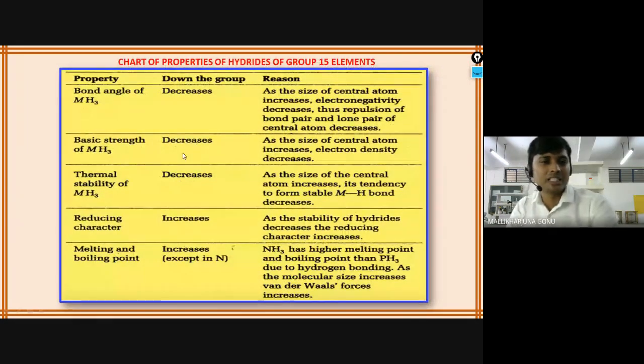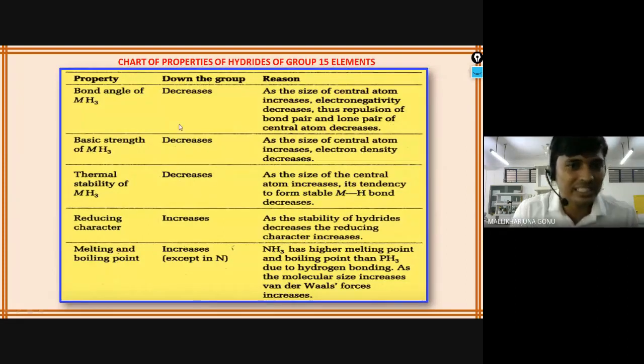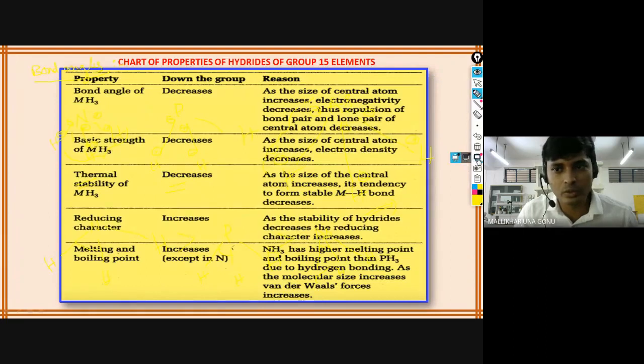So all these concepts once again, these are only bond angles. What happens as you go down the group? This is once again a recap of the properties, bond angles. What happens in the case of MH3, where M is the central element? The bond angle decreases, which we have seen now. You should know these reasons.